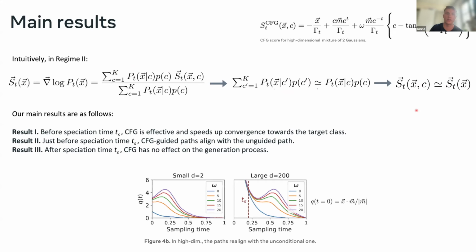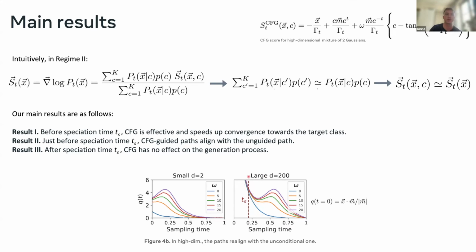What this allows us to conclude is that classifier-free guidance is going to have an effect before speciation time and is going to push you further and stronger towards the correct class distribution. The second result is that we can show theoretically that just after speciation time, all the paths are going to align with the correct unguided path.